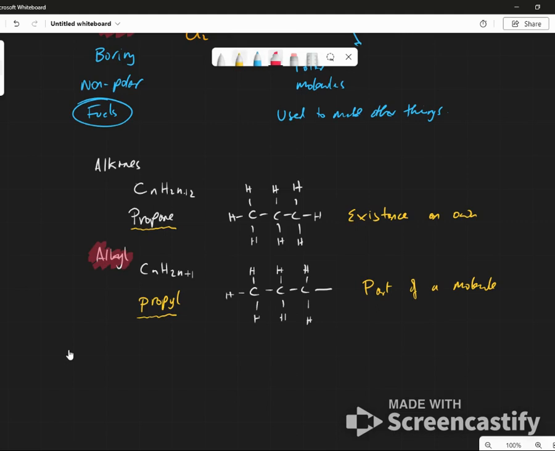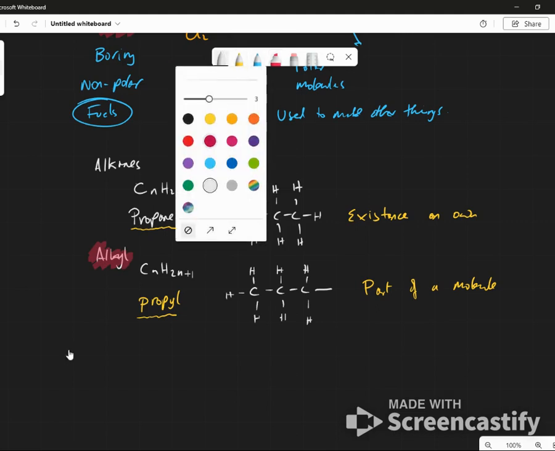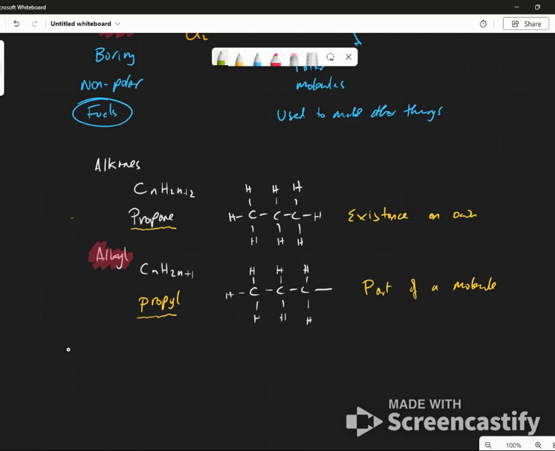Now, alkyl groups are given a special letter, and the letter that alkyl groups are given is R. We say they're called R groups. Now, that's an alkyl. So now you know what an alkyl is. If I have ROH, what type of homologous series is that? Exactly. It's an alkyl group attached to an OH.